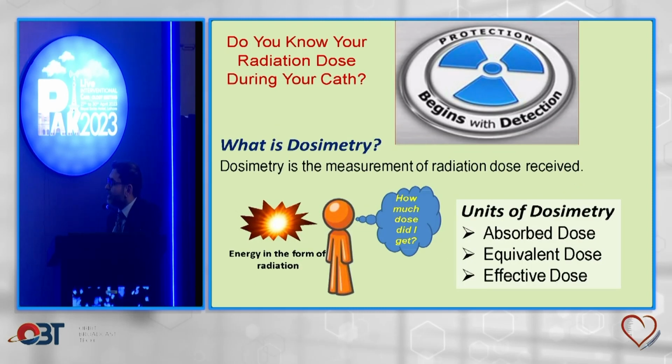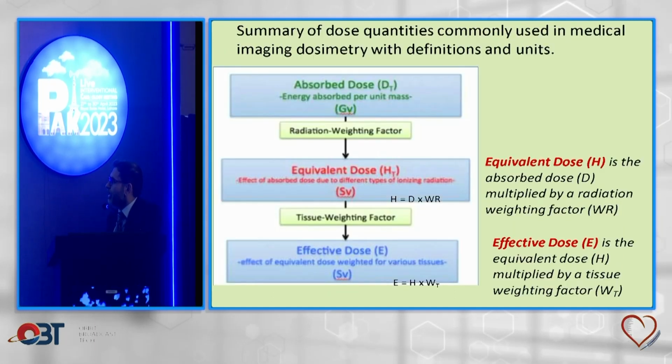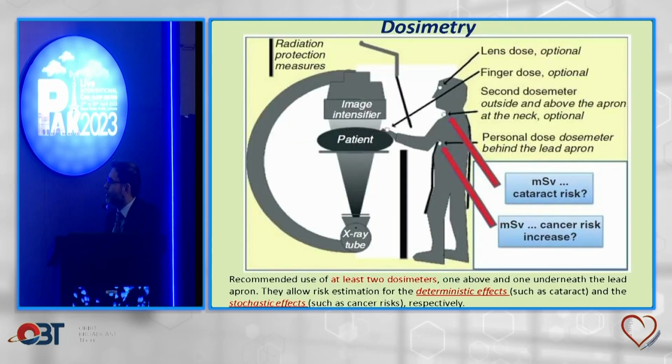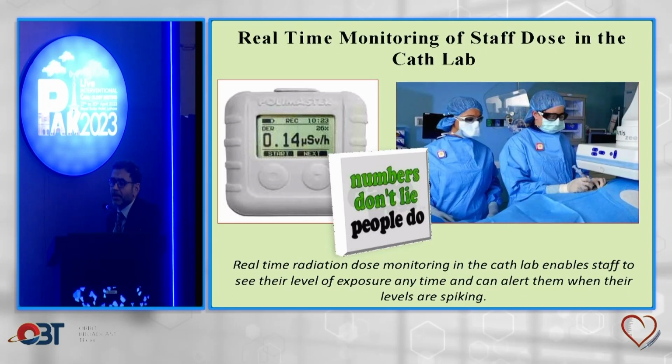Number two, badges. Badges are very important, the dosimetry badges I'm alluding to. They give you absorbed dose, equivalent dose, and effective dose, and all of them show a different factor of the radiation exposure. Ideally, you should have two badges, one above and one underneath the lead. The one outside tells you about the deterministic effect, and the one underneath the lead tells you about the stochastic effect. They should be checked every month, or whatever the protocol is at your institution.